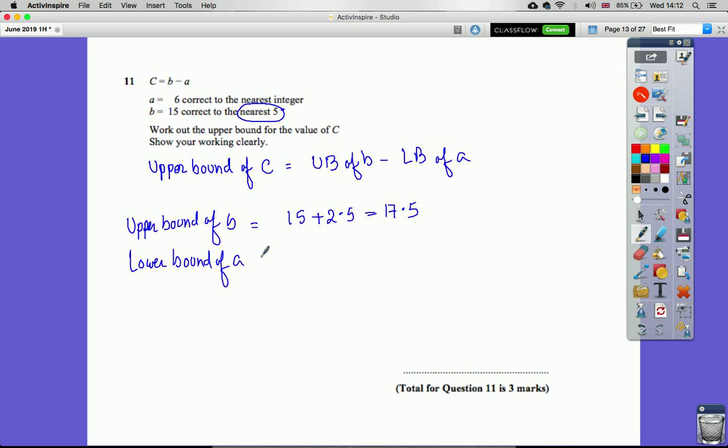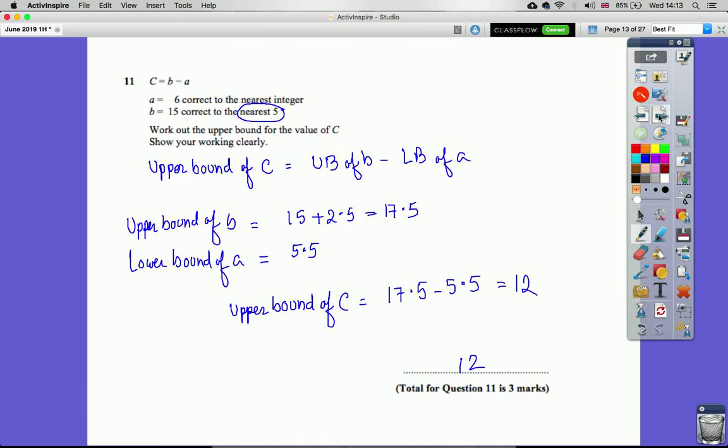And the lower bound of A: 6 is correct to the nearest integer. Integer means whole number, or we can take it as a unit. Half of a unit is 0.5. So the lower bound of 6 is going to be 5.5. So the upper bound of B minus the lower bound of A. Once we work out the upper bound for the value of C, the upper bound of C is going to be 17.5 minus 5.5. The answer is 12.